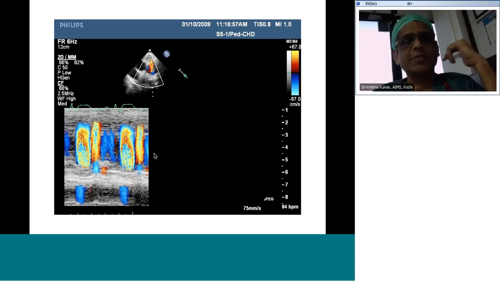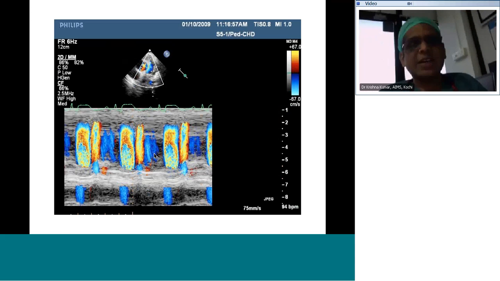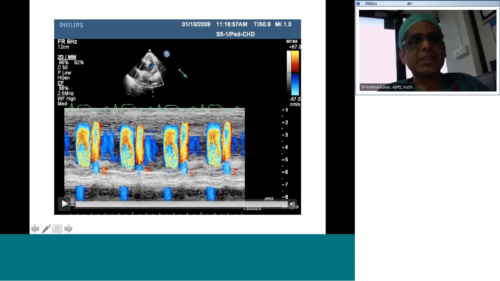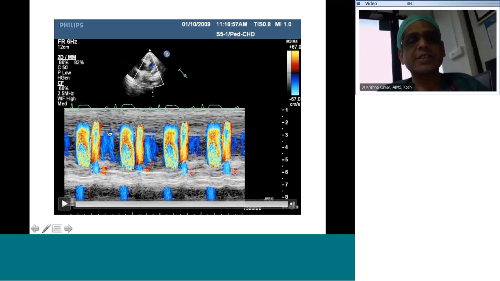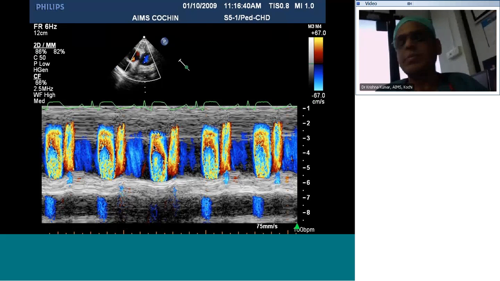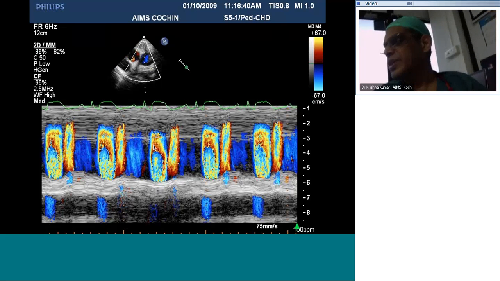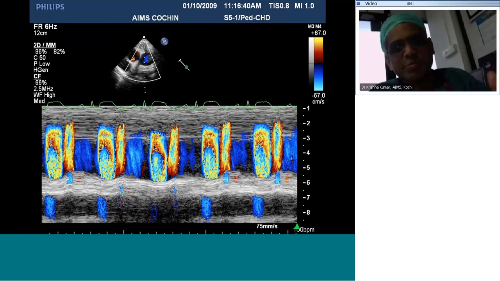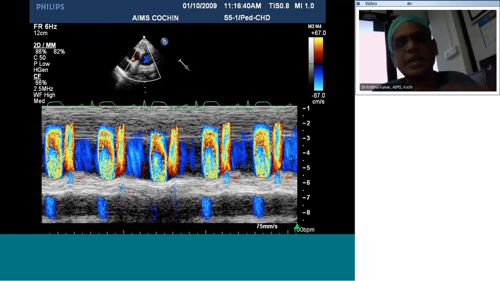So if you actually do a color M mode, you can see that really beautifully. This is the RVOT flow during systole, that is turbulent. This is the PR flow during early diastole, and this is the forward flow during late diastole. And seen even better here, you can see the late diastolic forward flow within the branch PAs using color M mode, which lets you resolve all this very nicely over time.